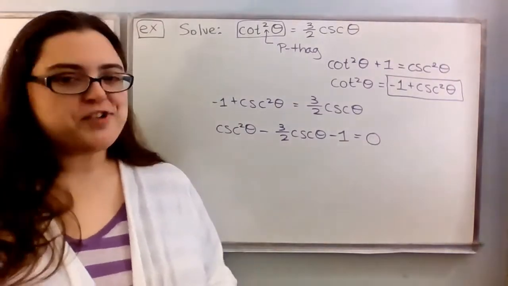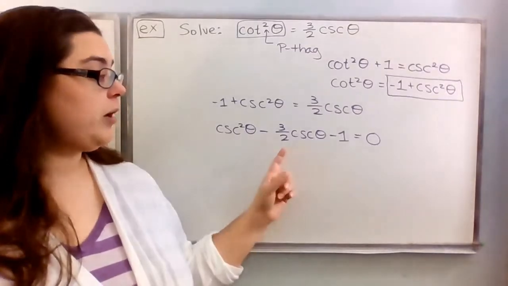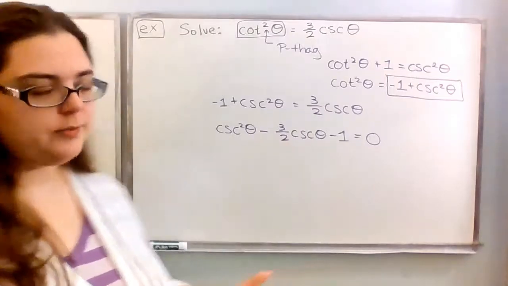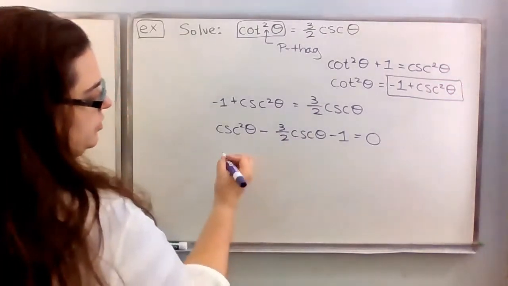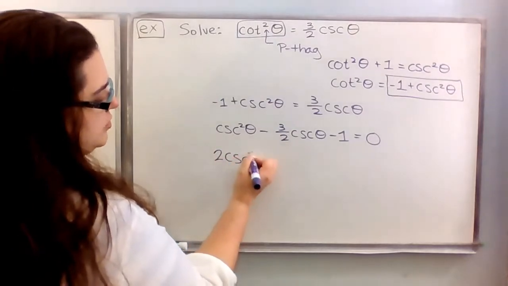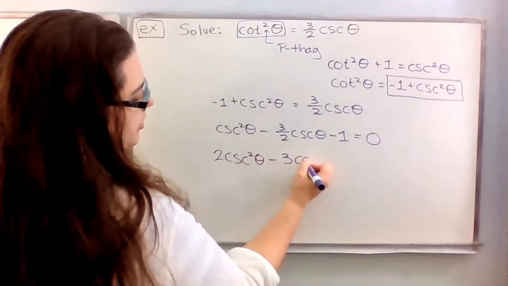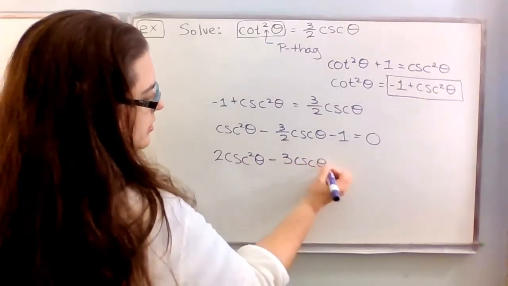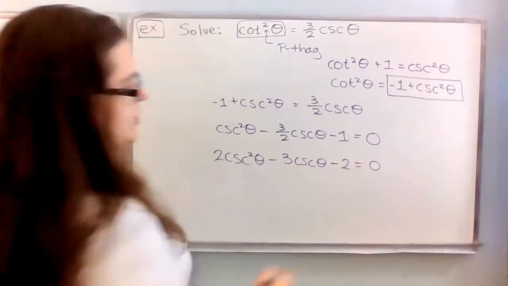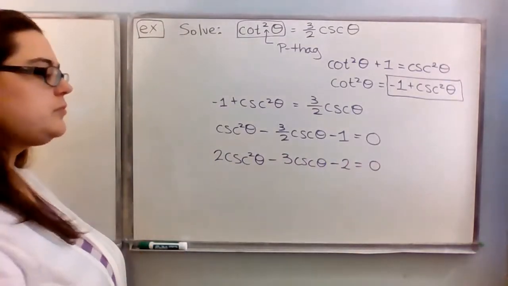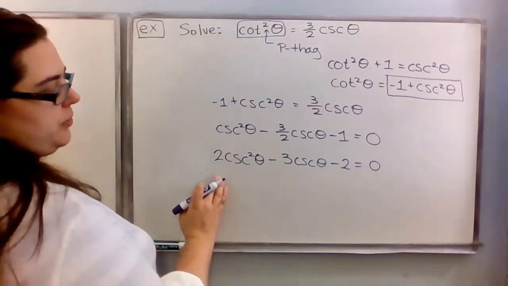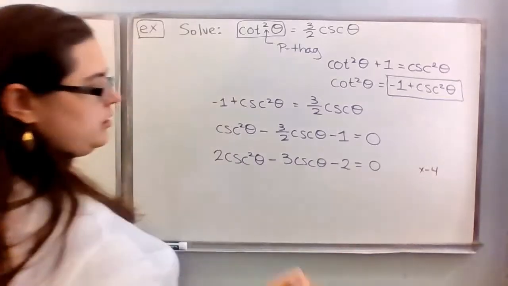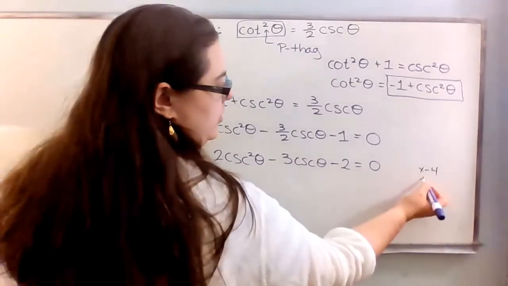Now, when I'm solving a quadratic, I like to factor if I can. So I'm going to multiply through by 2 to eliminate this fraction, and that will help me to factor. I'm going to multiply everything by 2, and that will give me 2 cosecant squared theta minus 3 cosecant theta minus 2 is equal to 0. And now I'm going to need two numbers that multiply to -4 but add to this -3.